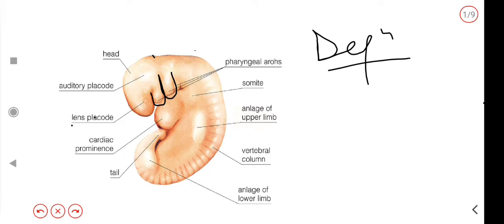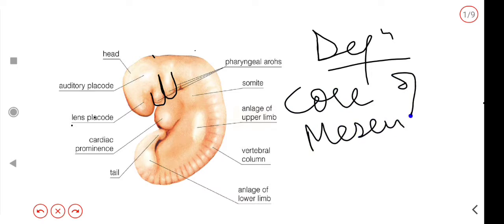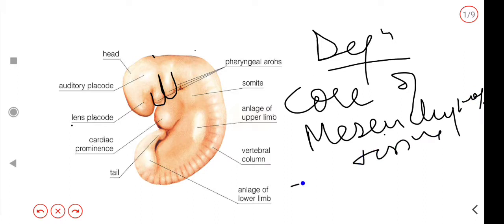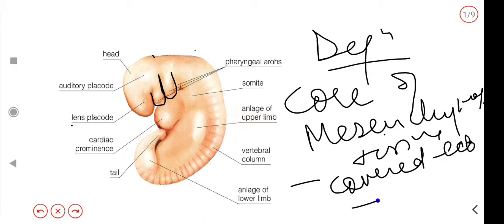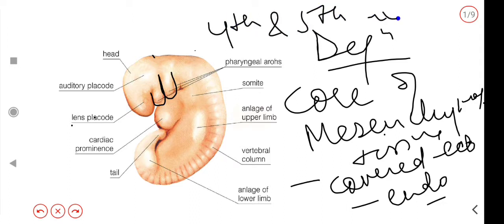Pharyngeal arches consist of the core of mesenchymal tissue, which are covered on outside by ectoderm and on inside by the epithelium, which is derived from the endoderm. So these pharyngeal arches are seen during the 4th and 5th week of development.